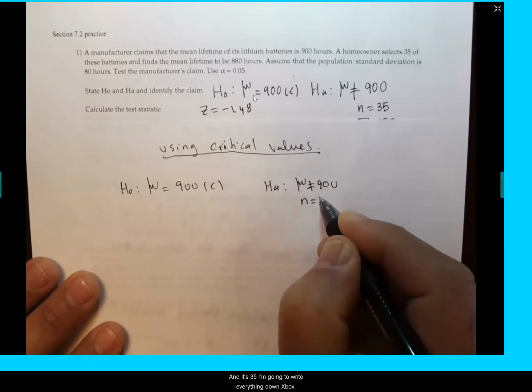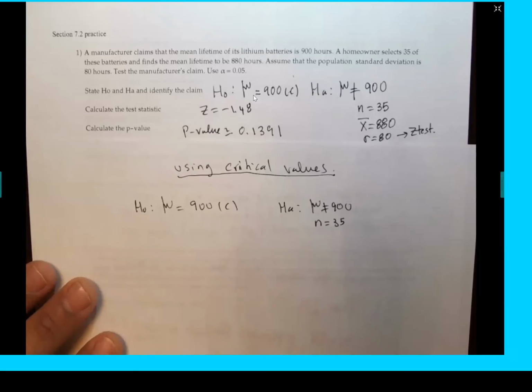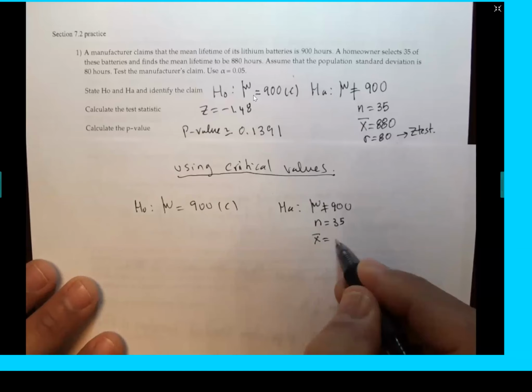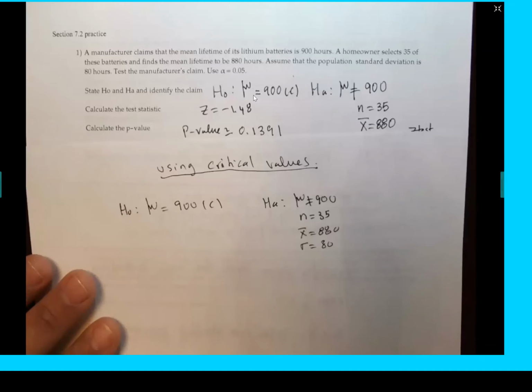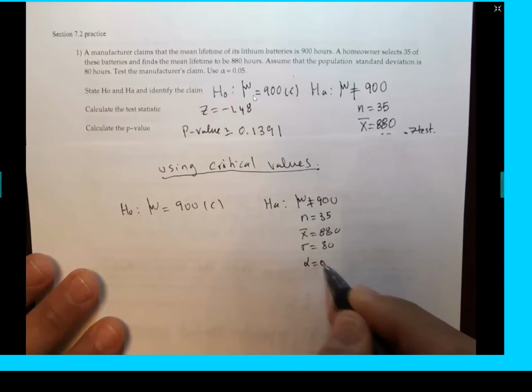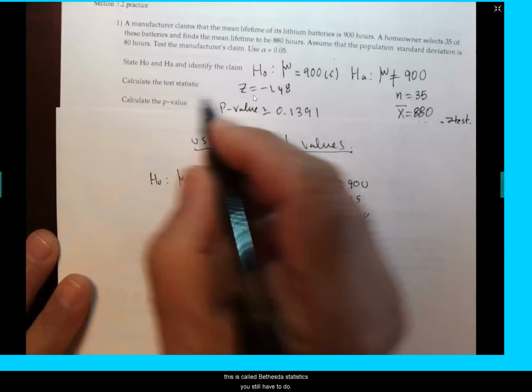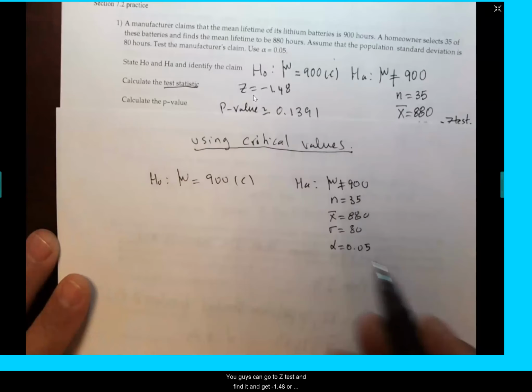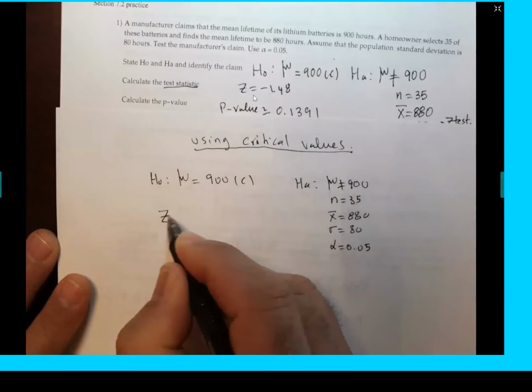N is 35. I'm going to write everything down. X bar is 880. Sigma is 80. And alpha is 0.05. Okay. Step number 2 is to find the test statistic. By the way, this is called the test statistic. You still have to do it. You guys can go to z-test and find it and get negative 1.48, or you can use the formula here, which is this.